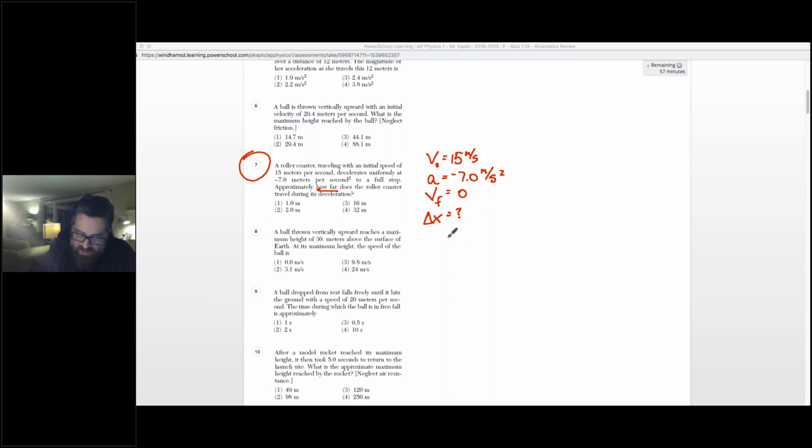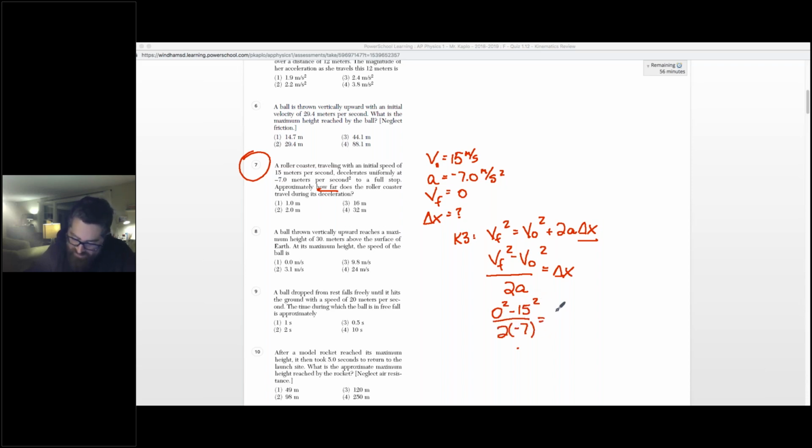This is a great example of using the third equation. VF squared is equal to VO squared plus 2A delta X. And I can just solve this for delta X. I get VF squared minus VO squared all divided by 2A is equal to delta X. And now I'm ready to go. I'm just going to plug these numbers in. That's 0 squared minus 15 squared over 2 times -7.